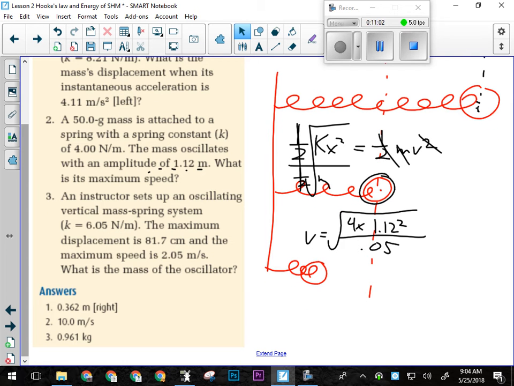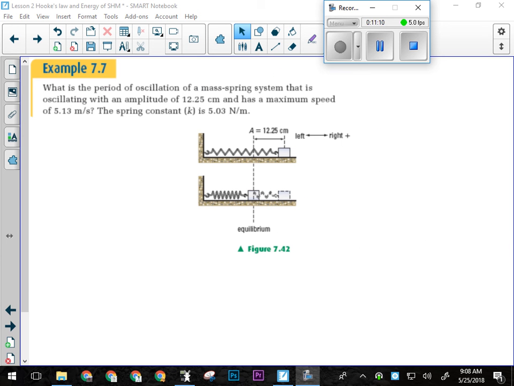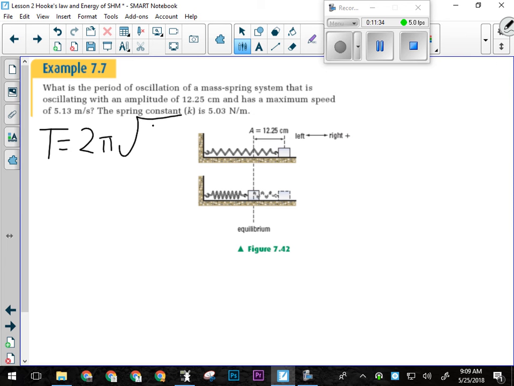Try number 3. Very similar to what we just did in number 2. This one's a little bit different, but it's still going to have the same general principles. We're looking for the period of oscillation of this mass spring system that has an amplitude of 12.25 centimeters and a maximum speed of 5.13. The spring constant is 5.03. The formula we have for the period of a mass on a spring is 2 pi times the square root of m over k.